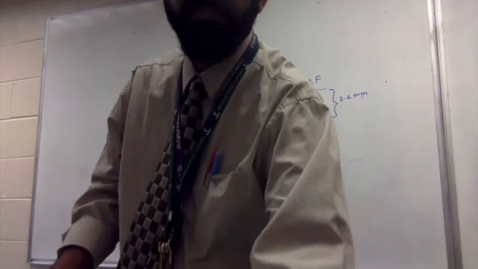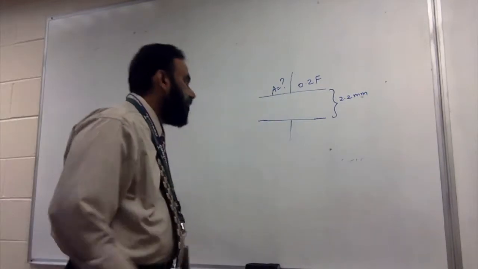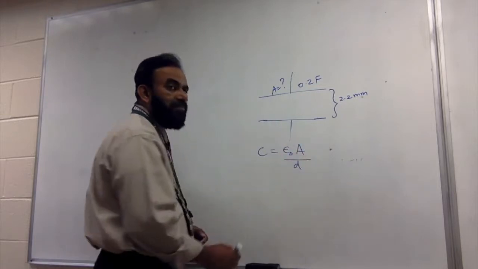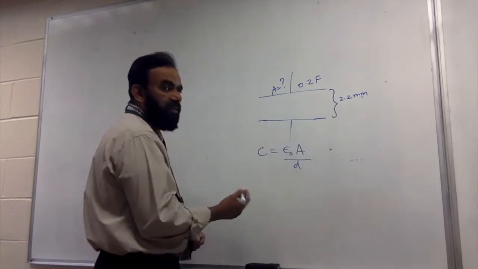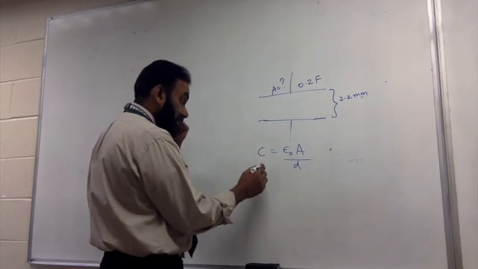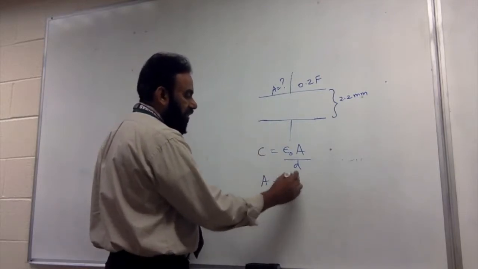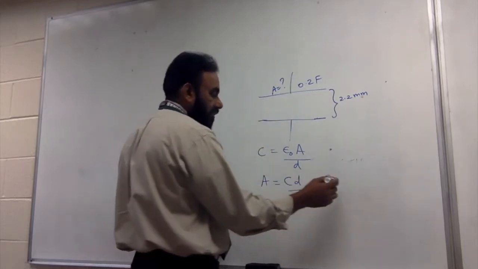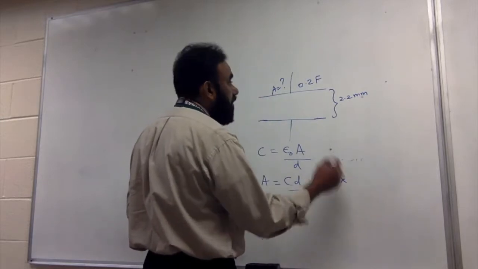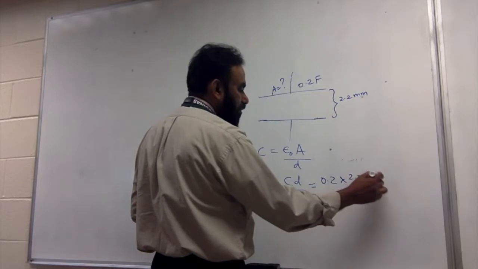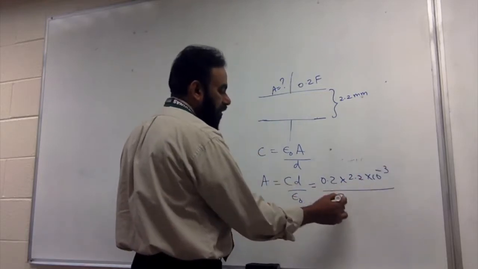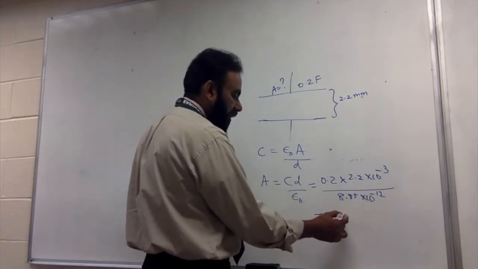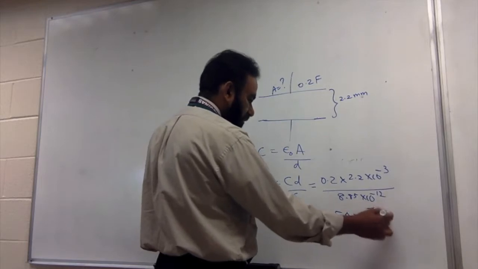Go ahead. So the capacitance formula is epsilon naught A over D. Simple. And the question is, what is A? So all you do is just plug in. A is equal to C D over epsilon naught. C is 0.2, not microfarads, but just farads, times 2.2 millimeters, change it to meters. Epsilon naught is 8.85 times 10 to the power of negative 12. And that should come to 5 times 10 to the power of 7 meters squared.